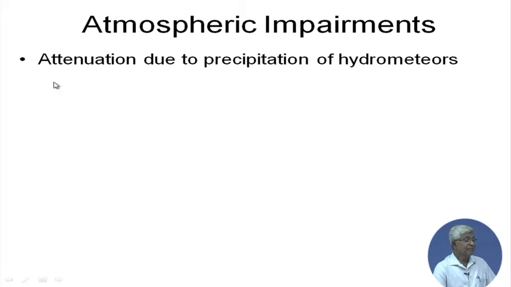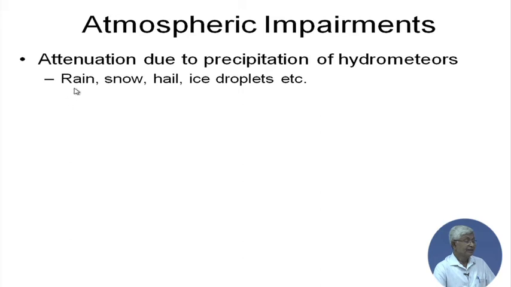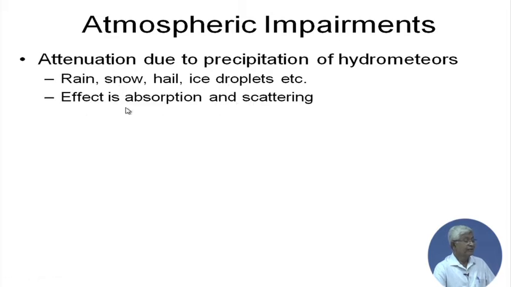Now, atmospheric impairments are attenuation due to precipitation of hydrometeors, that is rain, snow, hail, ice, droplets, etc. The effect is absorption and scattering.